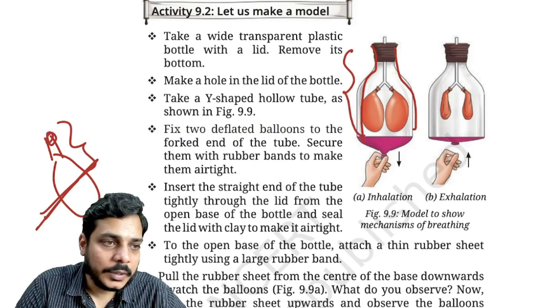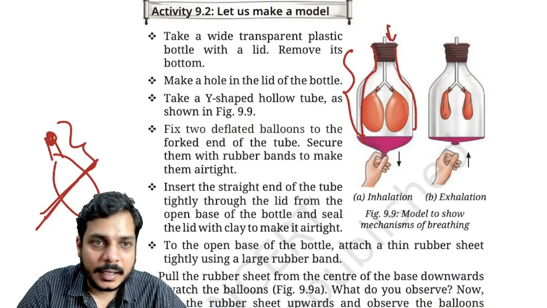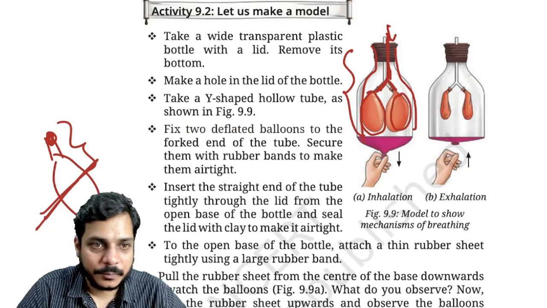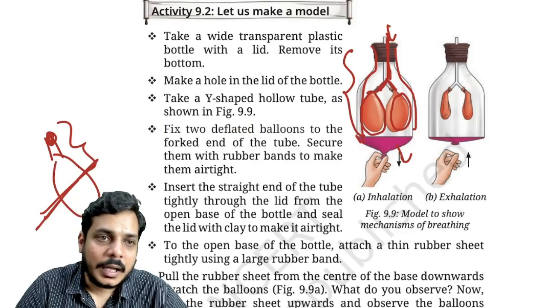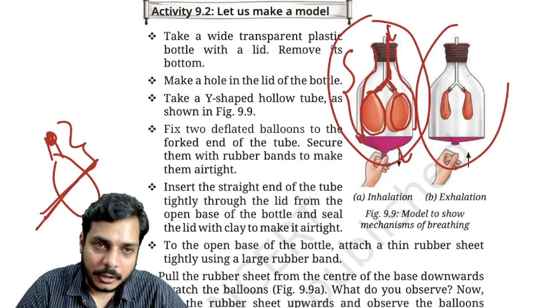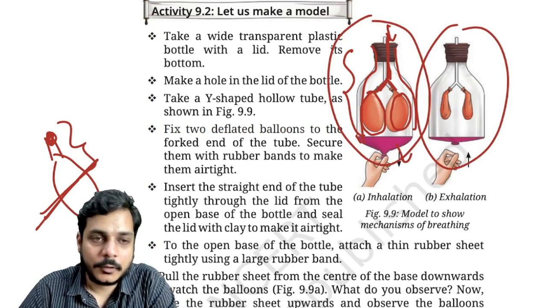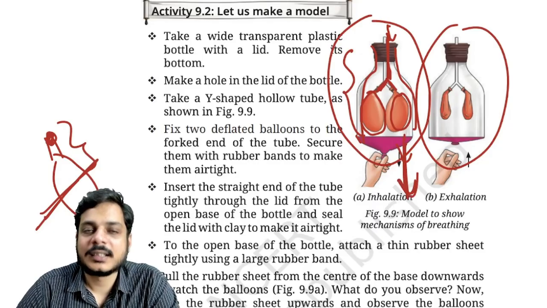You cover this part with a cork, which has a hole in it, and you have a pipe that bifurcates into two parts and attaches to two balloons like this. Beneath this you have a rubber structure that you can pull and leave out. How is this mechanism good for understanding the function that the lung performs? When you pull this down, it is similar to inhalation.